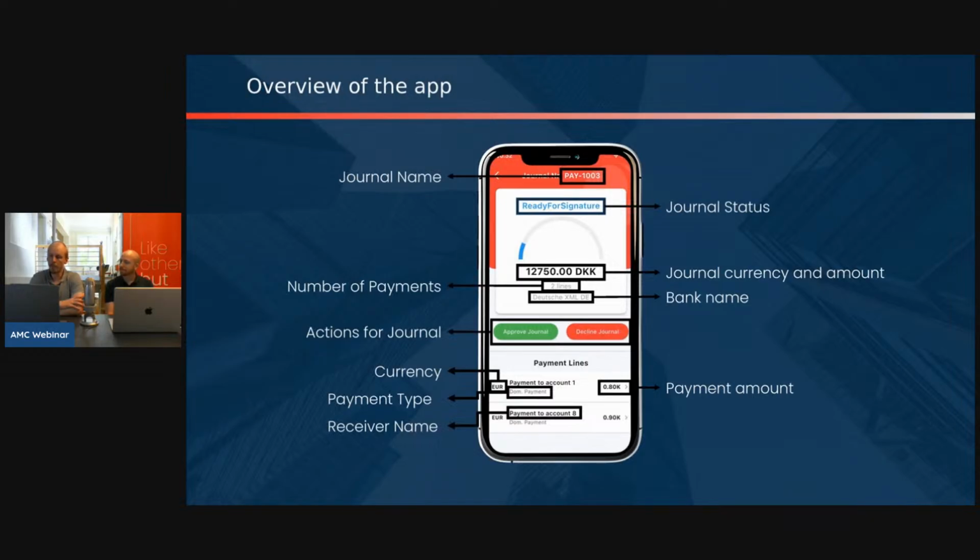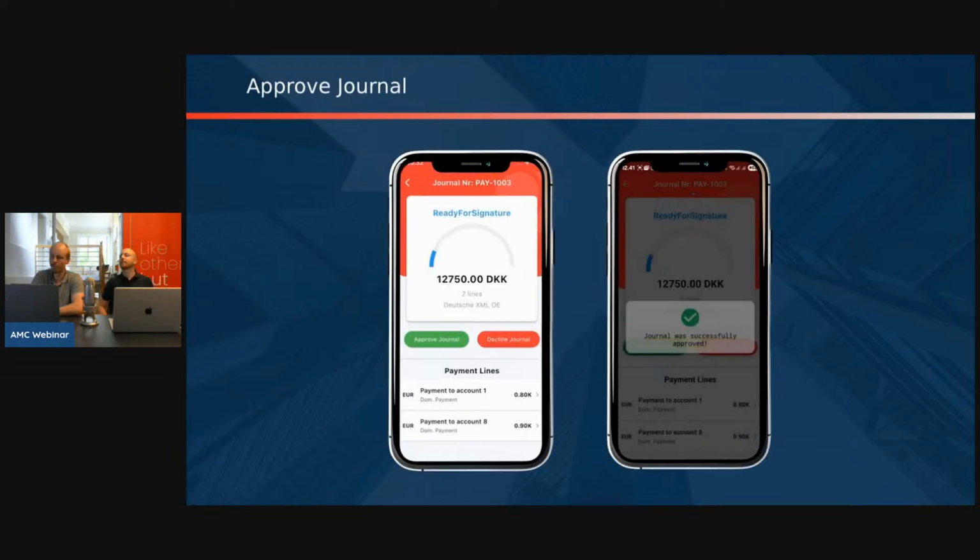If you open up one of these payment journals, you can see at the top the journal name. Right now, it has the status of ready for signature. You can see the journal currency and amount, the number of payments, the bank name, and also the actions for the payment journal, which in this case is very simple. It's just approve or decline the payment. You can see the currency, the payment type, the payment amounts, and then the receiver name. So fairly simple. It's easy to go through.